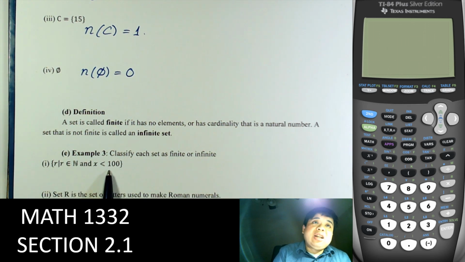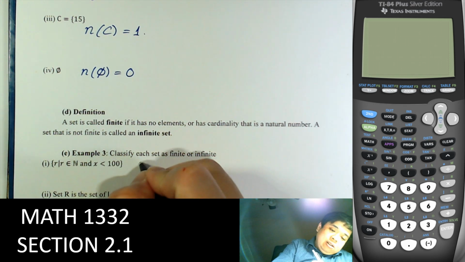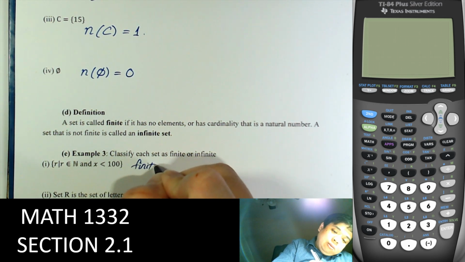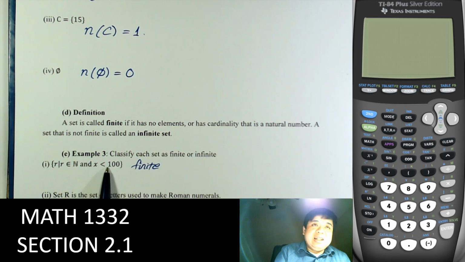Natural numbers less than 100. Well, there are 99 of them, from 1 to 99. So because the cardinal number is 99, it is finite. That is 99 numbers from 1 to 99, and so it is a finite set.